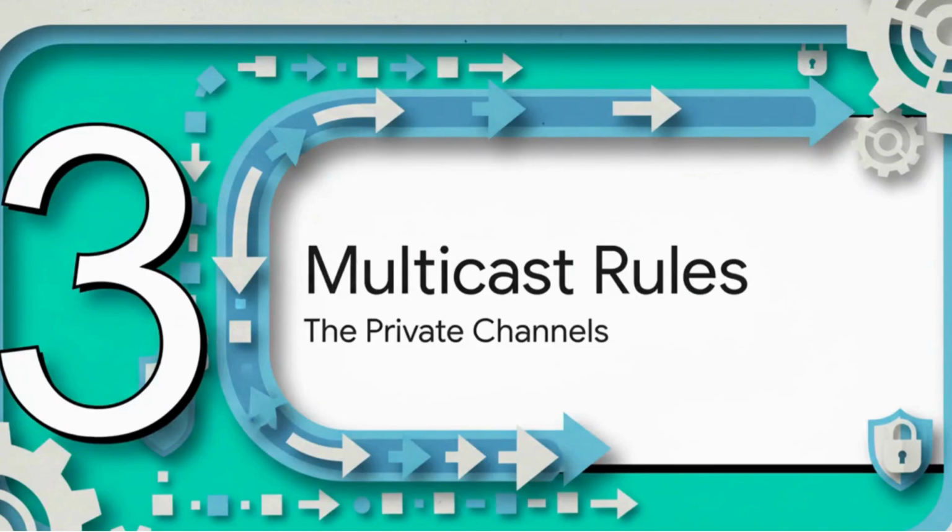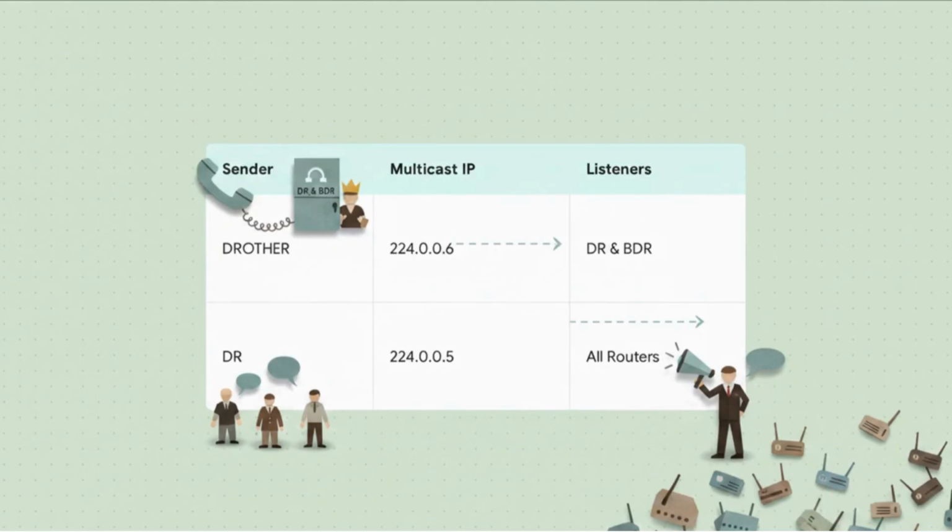And this brilliantly illustrates our next point, Section 3, multicast communication rules, the private channels. So how do they actually pass all these messages back and forth without causing a racket? Let's cleanly contrast how this works. When a standard OSPF router experiences a network change, it shoots an update to the multicast IP address 224.0.0.6.